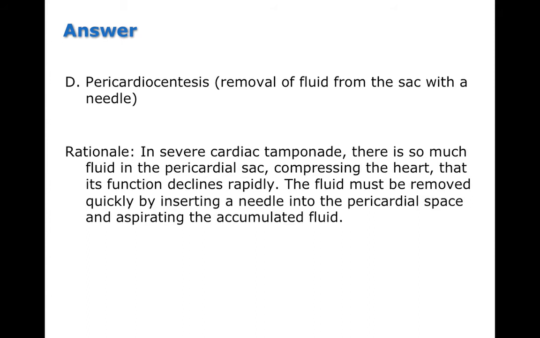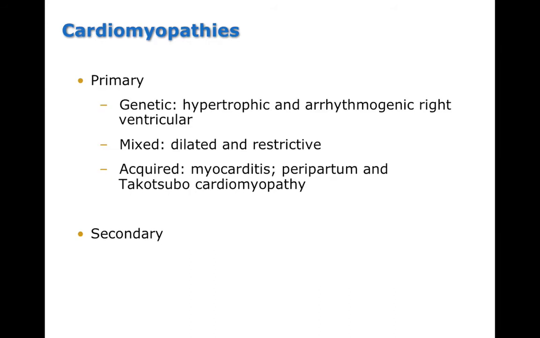That way you get less pressure on the heart, so the heart can actually fill adequately. And remember, these pericardial effusions can be made of blood, they can be fatty lymph, which is chylous, or they can either be serous fluid as well. So other cardiomyopathies can be primary or secondary. If it's a primary cardiomyopathy, we're saying that it's genetic, or it could be mixed or acquired.